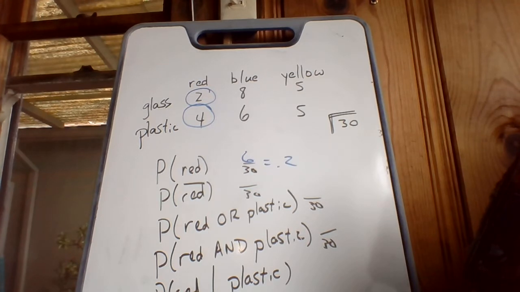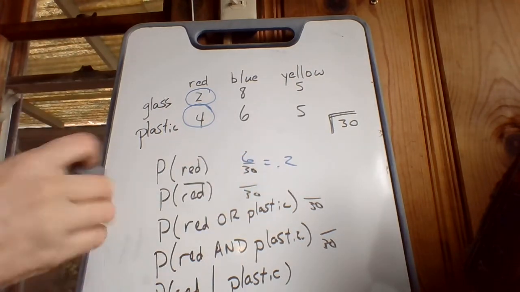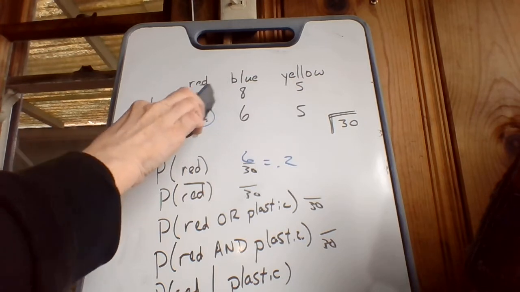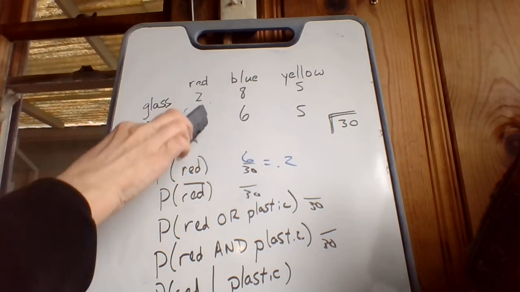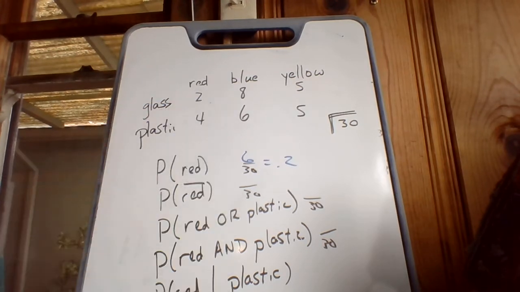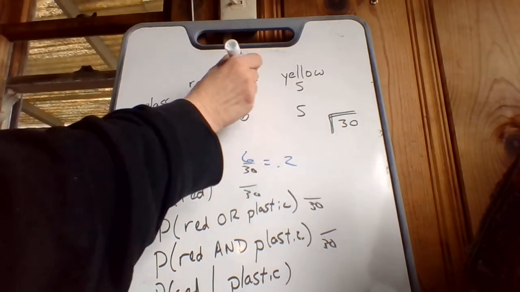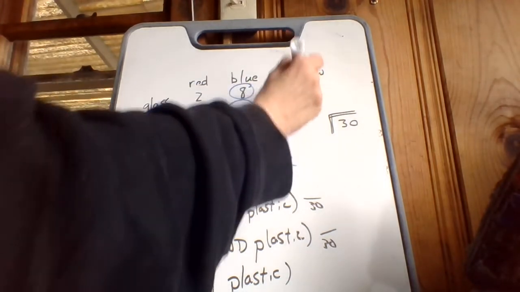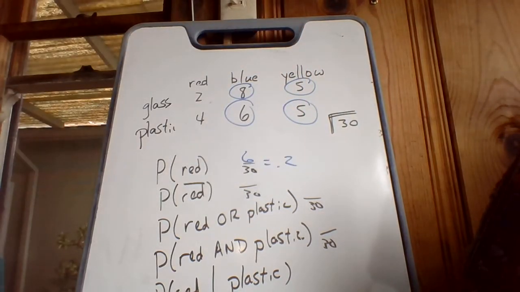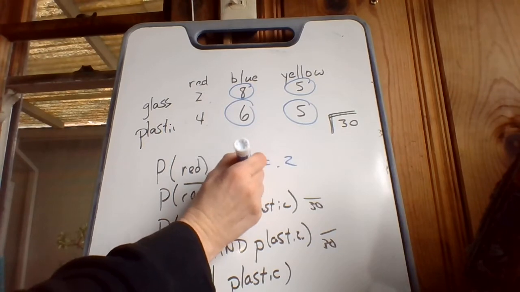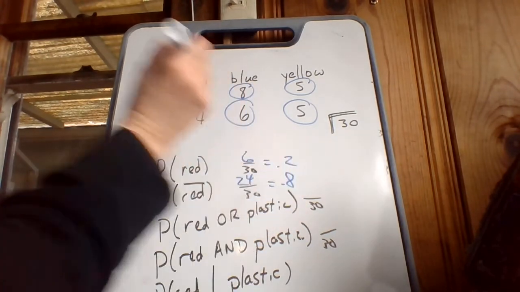All right, not red. Well, it's the opposite of being red. So if that's 0.2, that one should be 0.8. If that's 6, that should be 24. But let's just say I've forgotten all that complement formula stuff, and I've just decided to do it by circling things that are not red. Well, that would be that, and that, and that, and that. Those are the not reds, and it turns out there are 24 of those. So that is 0.8.